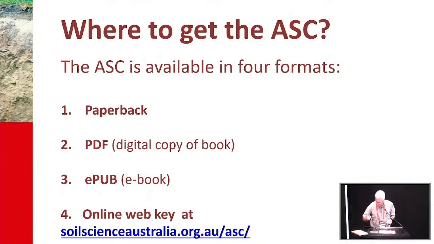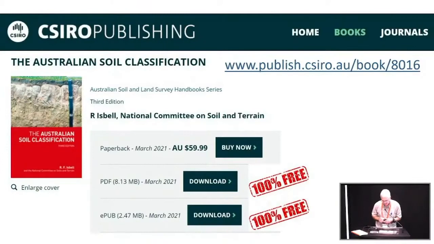But there you are. This is the CSIRO publishing website. You can buy the book if you want to go old school. The other thing we said, we wanted the book to open flat because the previous publication used to keep closing on you, right? Very annoying. You want field books that actually lay flat so you can use them. But if you don't want to get this dirty, you can have a PDF for free or an EPUB for free. It's there to download and to take and put on any device you wish.